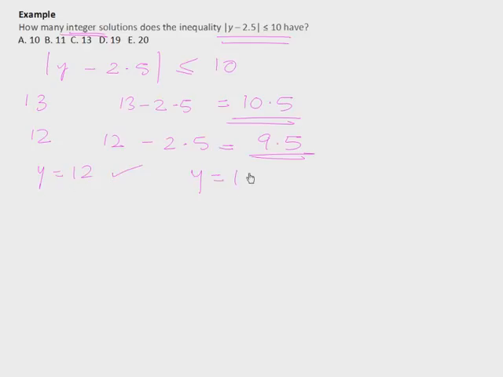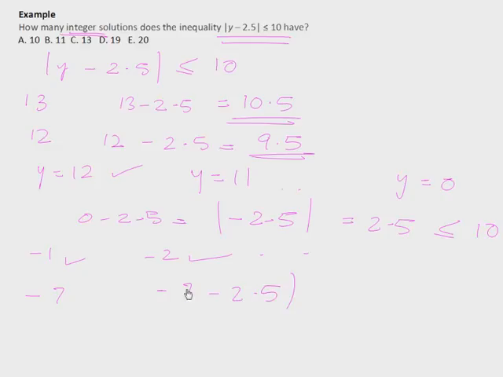So y equal to 12 works. Y equal to 11 will work because 11 minus 2.5 will be still less. And I can go all the way down to y equal to 0 because 0 minus 2.5 is negative 2.5, but I want to take the absolute value, which is 2.5, which is less than or equal to 10. So all the way to 0 works, minus 1 works, minus 2 works, and so on. What's the last negative number that will work? Let me try minus 7. So minus 7 minus 2.5 still works because I get 9.5.